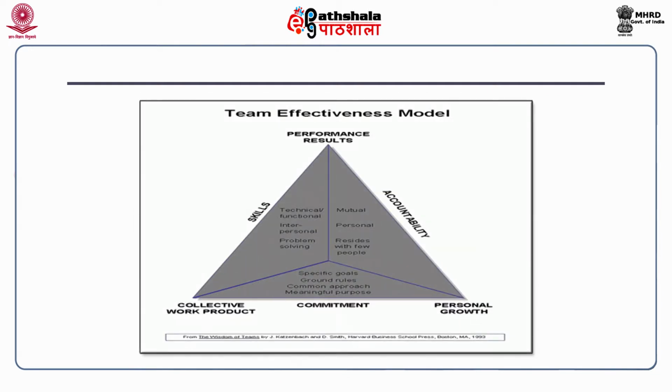Now this diagram, which is known as the team effectiveness model, can be measured in three ways: performance results, personal growth and collective work product. And we need three things to measure team effectiveness, that is skills in the form of technical or functional skills of the team members, interpersonal skills or problem-solving skills, and commitment of the team members towards the specific goals, towards the rules, towards a common approach and a meaningful purpose. And if we talk about accountability, it has to be a mutual accountability, it has to be a personal accountability and resides with few people.